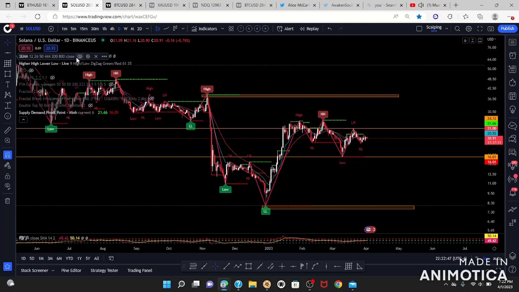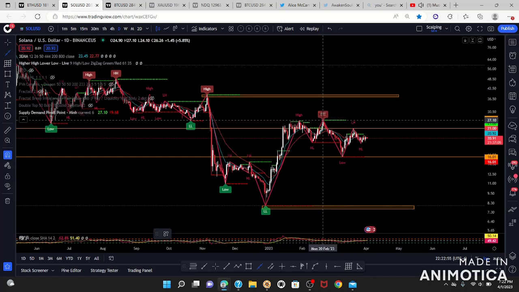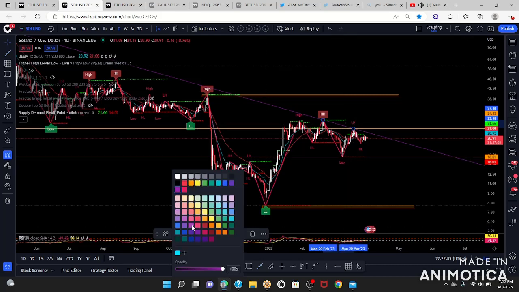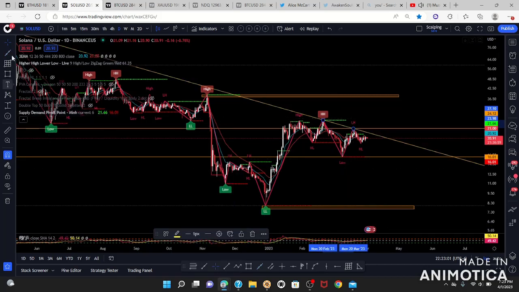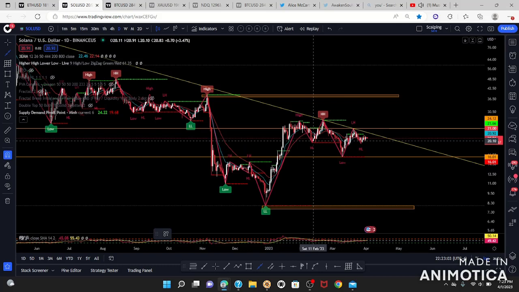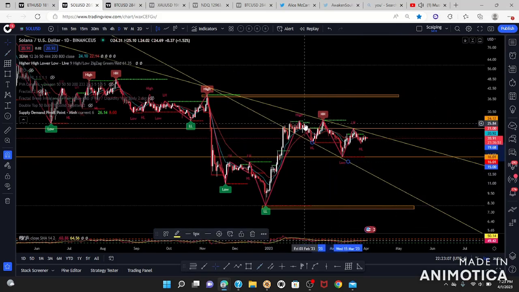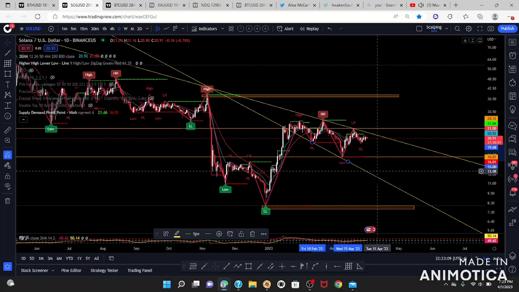So using my highs and lows, I like to turn it on and just connect some trend lines, because every contraction phase is going to give you a pattern. So just really briefly, there you go. So this looks like a bullish flag just off the bat right here. It's like a descending megaphone to the downside.